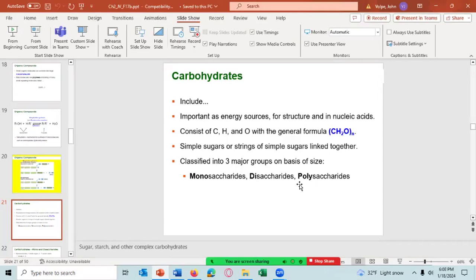Polysaccharides are the complex carbohydrates. The simplest polysaccharide is starch, and it's simply glucose linked together one after the other in a simple chain. The glucose is simply the monomer, and starch is the polysaccharide or the polymer. All of the complex carbohydrates are polysaccharides.